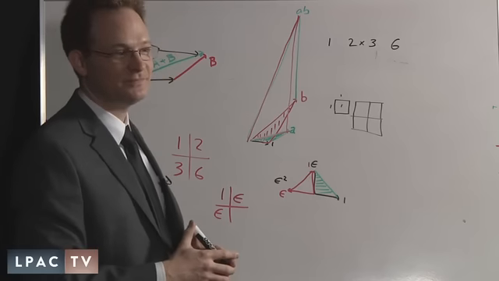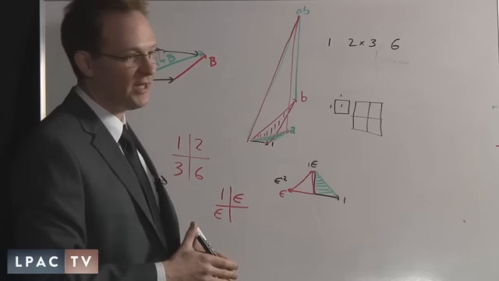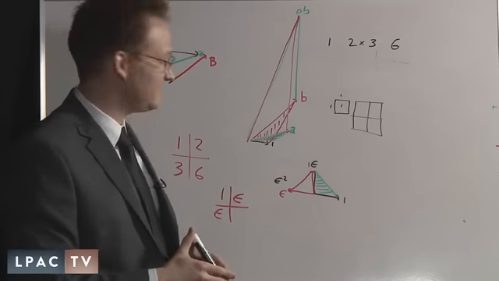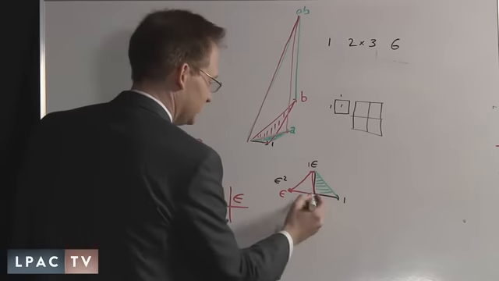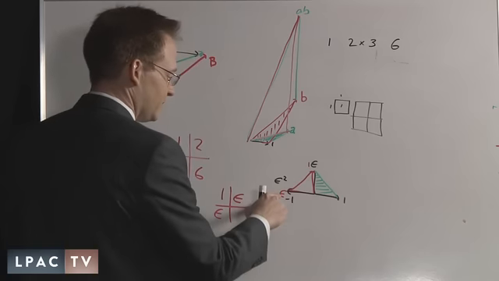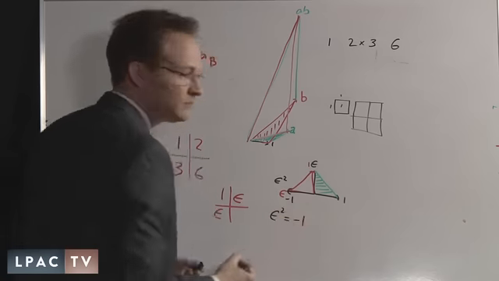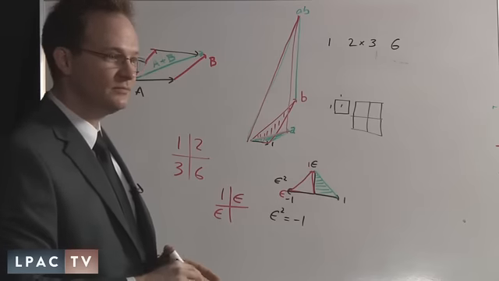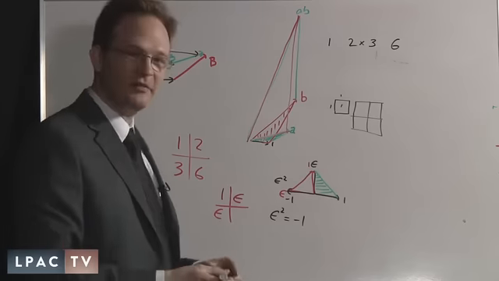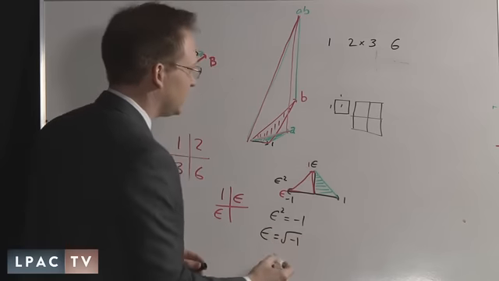Does that work? Yep. Is there another name we might give that direction? -1. I think that's a good name. This is 1. This is a -1. So it looks like this E number squared is -1. So E is the number that times itself is -1. That means it's the square root of -1.